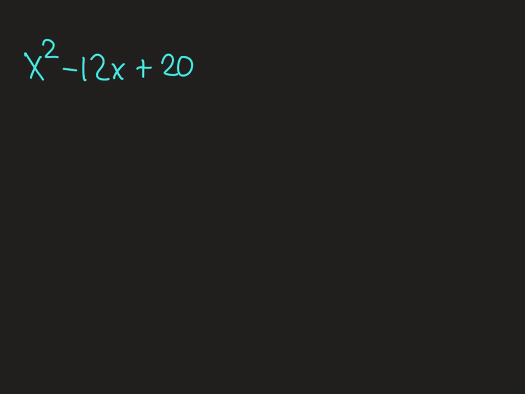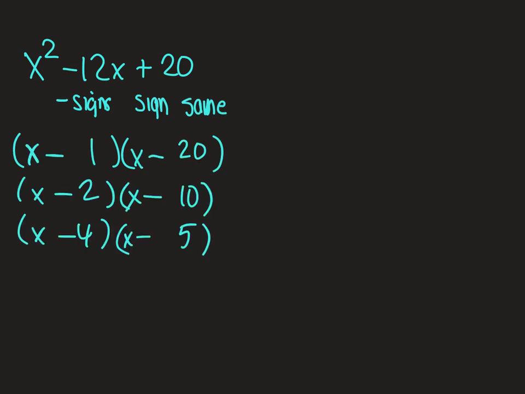All right, let's look at our next pattern. They're all going to have a plus sign here and a minus sign here. This plus sign is going to say that the signs are the same, but the subtraction sign means that they're both going to be negative signs. So on 20, these are my options. I have 1 times 20, 2 times 10, and 4 times 5. Remember, I'm looking for a negative 12 when I do outer and inner. This outer and inner makes negative 9. This outer and inner is our negative 12, so that's the one we wanted. This outer and inner is negative 21.